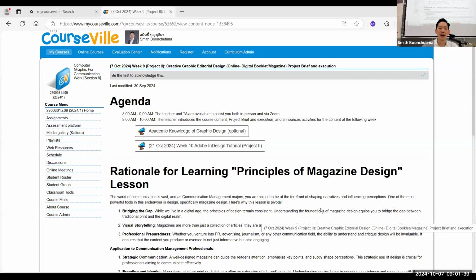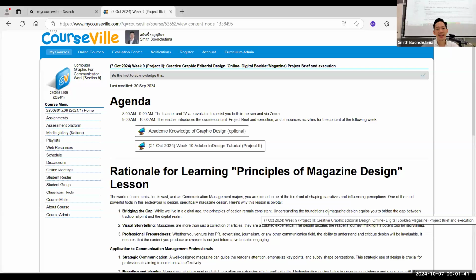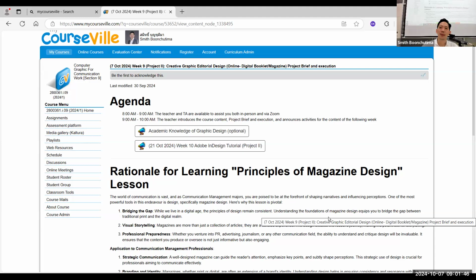So I would like to also let you know that in this second project, the magazine will not only be a static magazine, it is an interactive magazine. So this project is going to be a bridge between the traditional idea of design and digital age design. So it is going to be a very, very cool project for you guys to have a chance to explore and develop your skills.